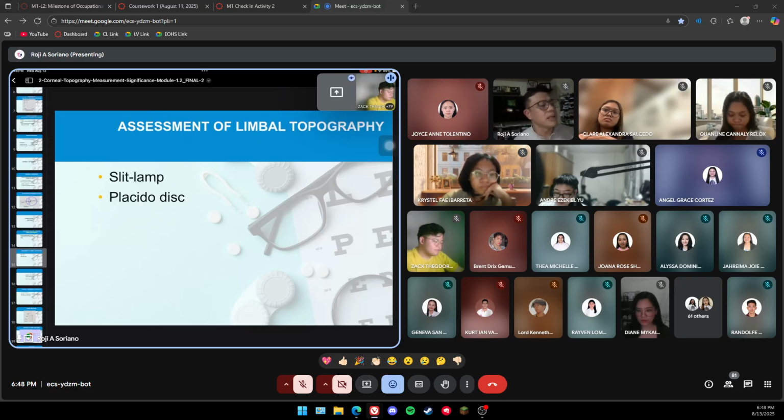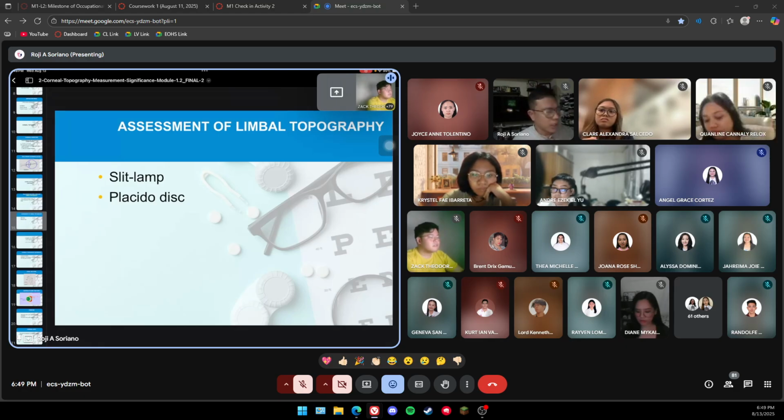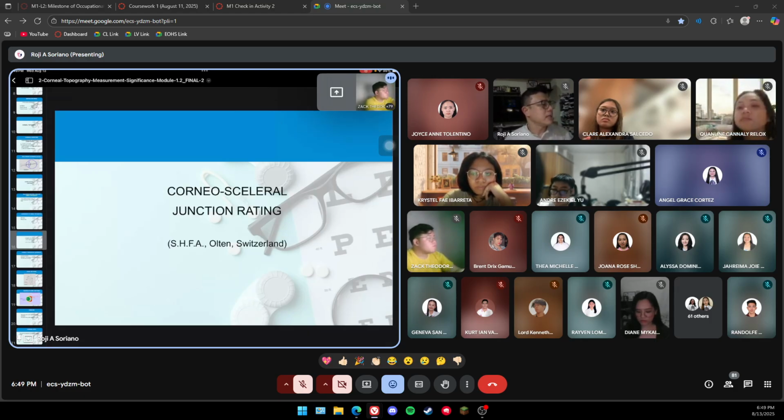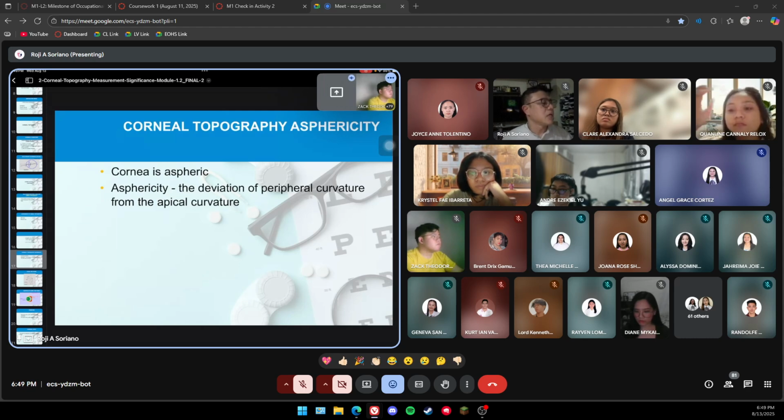Okay, assessment of the limbal topography. We make use of slit lamp and the Placido disc. So the Placido discs are concentric rings varying from smaller to bigger that will represent areas of your cornea. Correct? Okay, so let's find out.